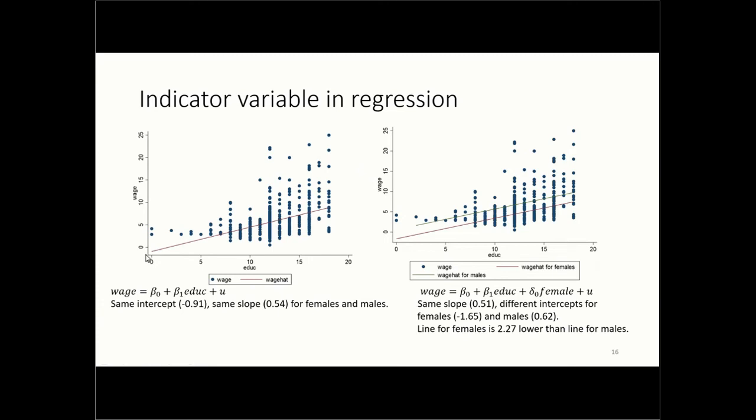Now, in the regression where we have female as an independent variable, notice that the slope is the same. So these two lines are actually parallel to each other, with a distance of 2.27. That was the coefficient on female. So that's why the lower one is the line for females, and the higher one, by 2.27, is the line for males. The intercepts here would hit zero at minus 1.65 for females, and for males, it will be at 0.62. So again, that would be the difference of exactly $2.27. So that's how it looks. This is how these lines look when we relax to have different intercepts, but still the same slope.